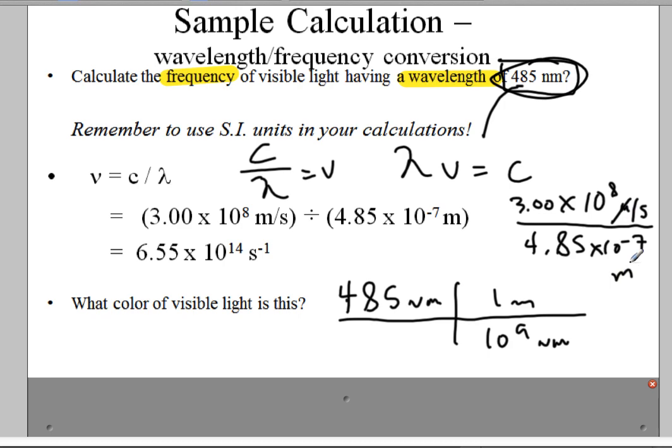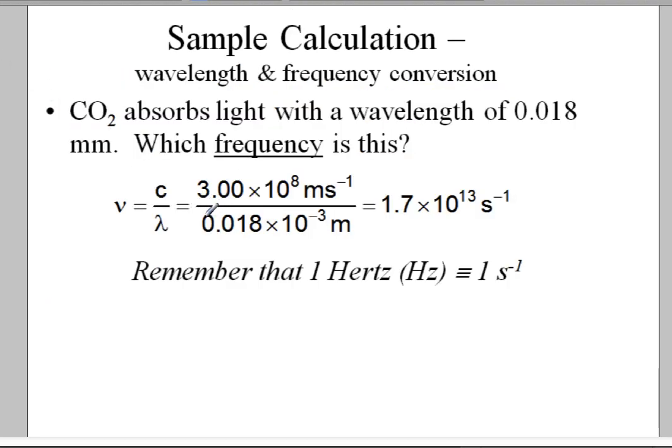I have meters on top, meters on the bottom. I'm going to get per second, which is my unit, which is basically hertz. So when I plug that in the calculator, I'm going to get 6.55 times 10 to the 14th s minus 1, which is the exact same thing as hertz. So there's another example. We'll do one more example.